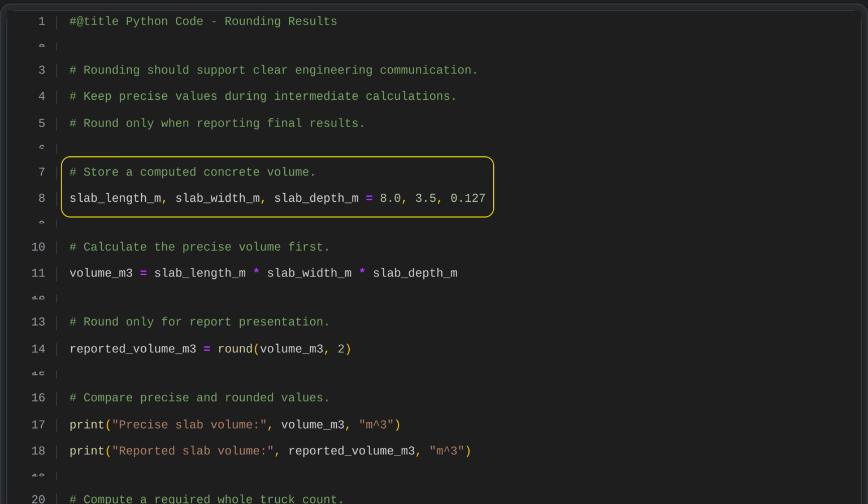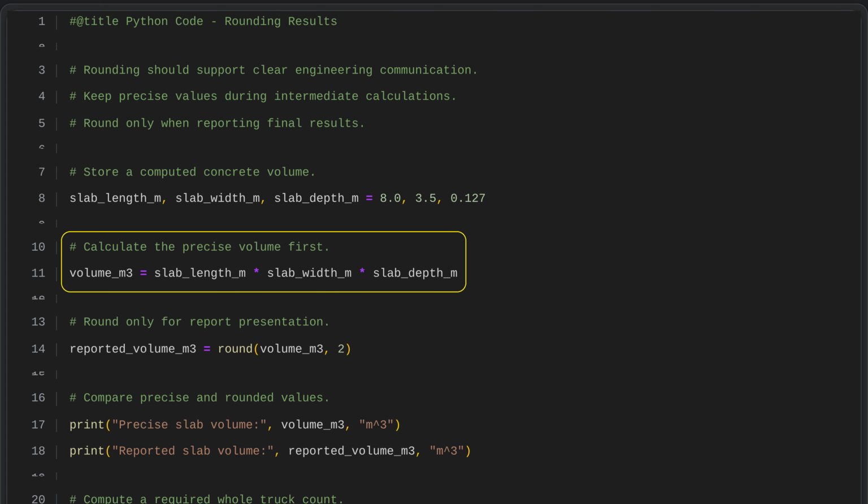The concrete slab is defined by its length, width, and depth: 8 meters, 3.5 meters, and 0.127 meters. Storing these measurements as precise decimal values supports an accurate volume calculation.